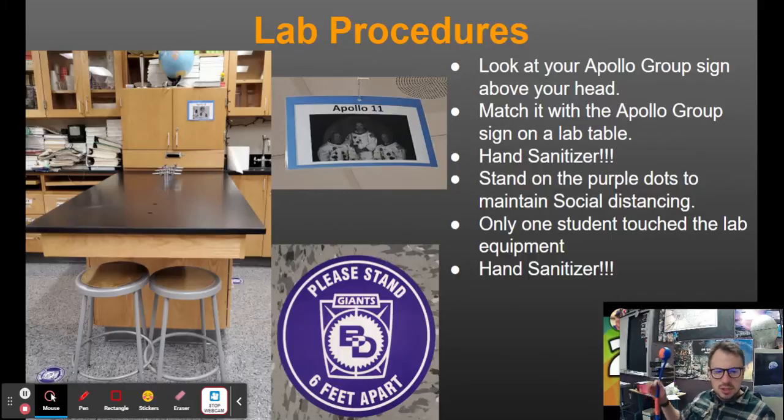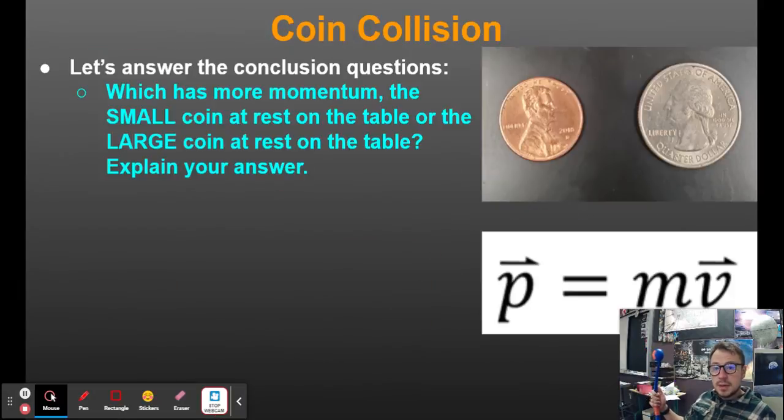So then you do that lab. This shouldn't really take too long, and I like this one because you can do this at home really easily, because you just got to find a couple of coins lying around. But these are the conclusion questions that you should be able to answer.